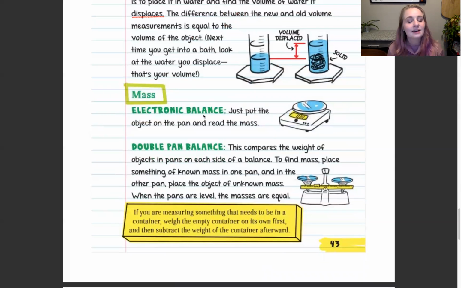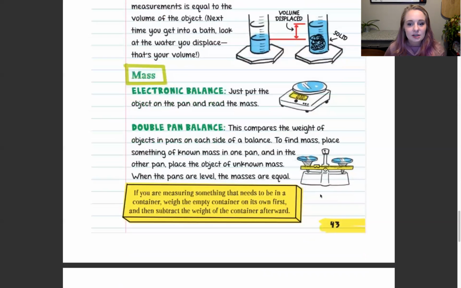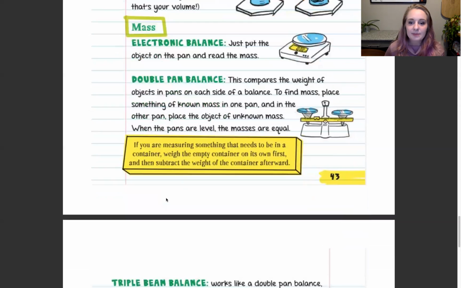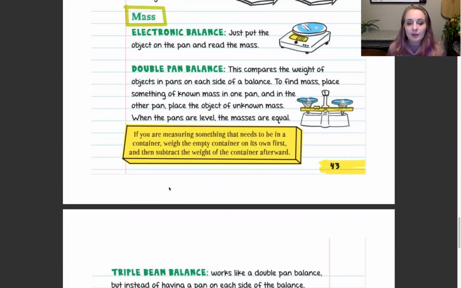Mass is measured on an electronic balance. So you would zero out the balance and put an object on that pan and read the mass. You can also use a double pan balance. This is usually useful for when you know the mass of something in one of the pans, and then you can compare it on the other pan. If you're measuring something that needs to be in a container, you can put the empty container on an electronic balance and then zero it out and then add that other item after, and then you'd see the difference. Or you can actually just subtract the weight of the container afterwards.